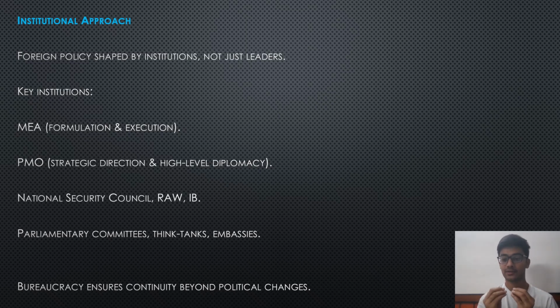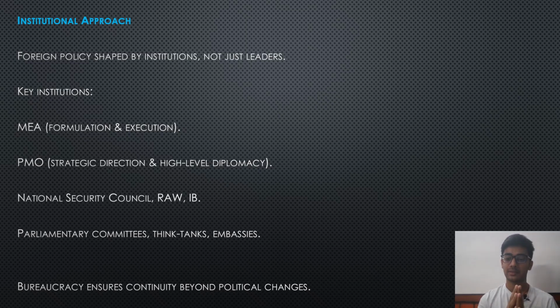And usually in the prime minister's office, very big issues are discussed. The prime minister has other roles as well. The office has to perform other roles as well. So very strategic decisions, very high level of diplomacy actually happens through the prime minister's office. And then there is the National Security Council. There are our intelligence wings such as RAW, IB. They too provide inputs to MEA, PMO, on what the condition is like, what could be our approach, the threats we face, and all of that.